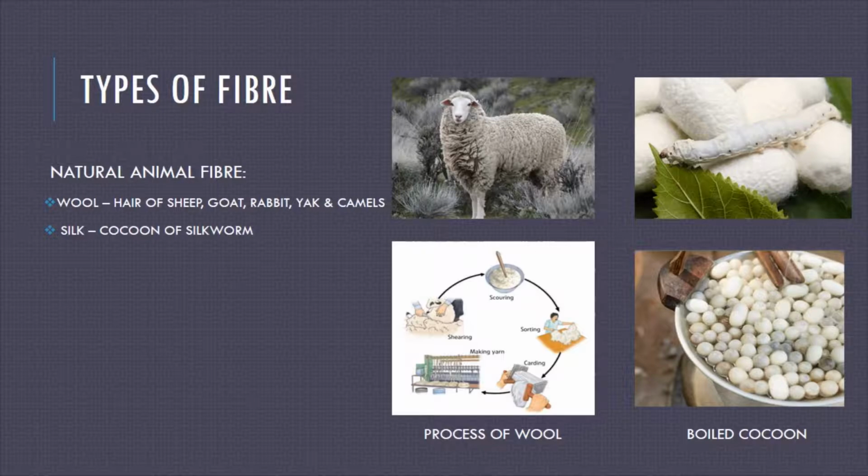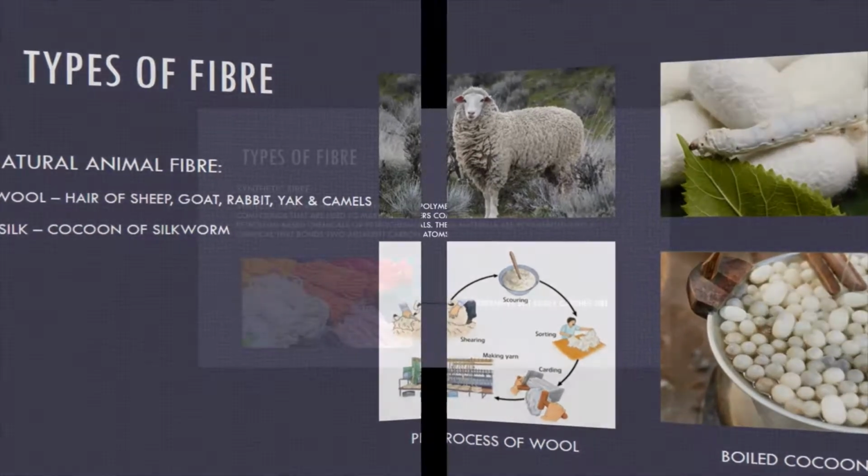Our next one is silk. We get silk from silkworms. To attain the larva stage, the silkworm covers itself with a cocoon. The cocoon is made out of silk fiber. To get the silk fiber, we boil the cocoon. Over 50,000 cocoons are needed to make 1 kg of silk.